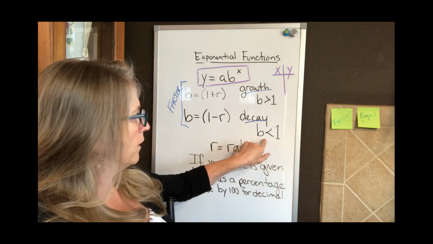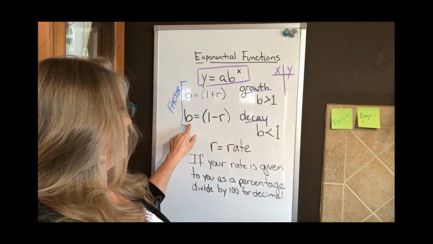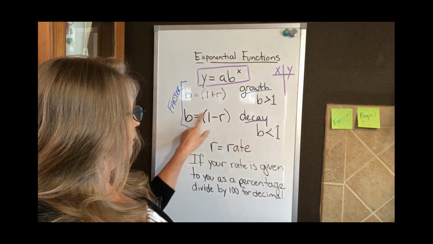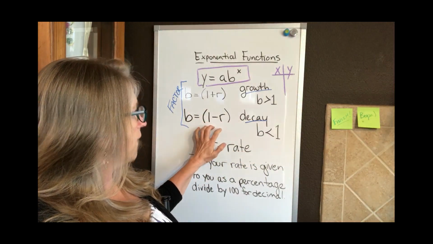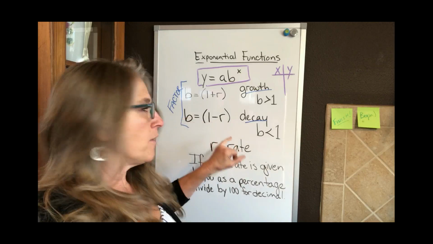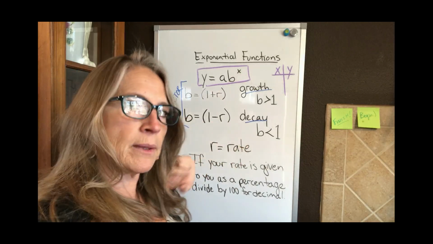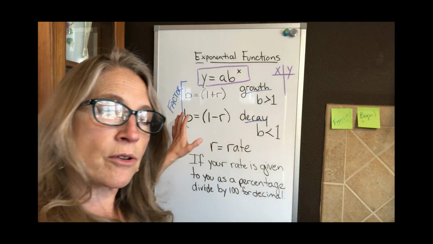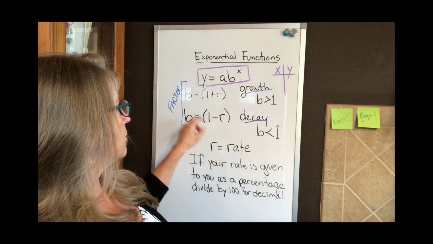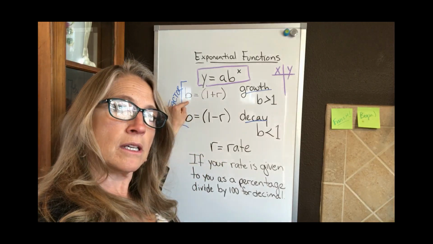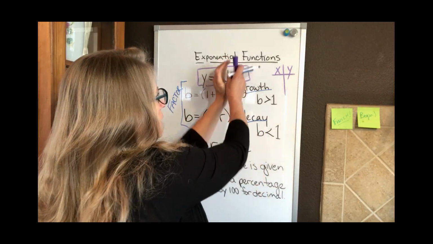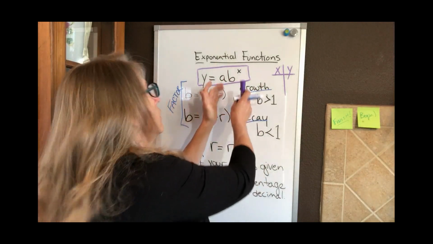Decay is going to have a B value of less than 1. So if I said my B is 1/2, right? Then I know that my factor is a decay factor, and I can calculate my B if I'm given my rate, or I can calculate my rate if I'm given my factor, whether it's growth or decay. Okay. R is your rate. Okay, so R is an element of your factor. It doesn't show up in this equation, but we could insert this 1 plus R in here in parentheses, or we could insert the 1 minus R in parentheses in here.